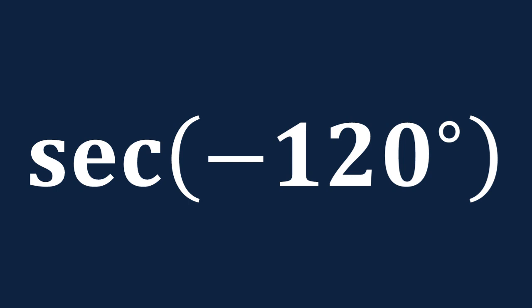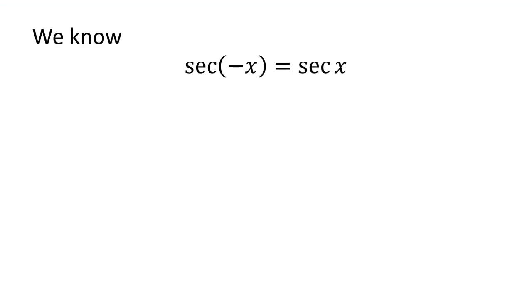In this video, we will learn to find the value of secant of minus 120 degree. As we know, the trigonometry identity secant of minus x is equal to secant of x. The video explaining how to derive this identity is appearing in the upper right corner. Also, the URL address of the video has been mentioned in the description section.